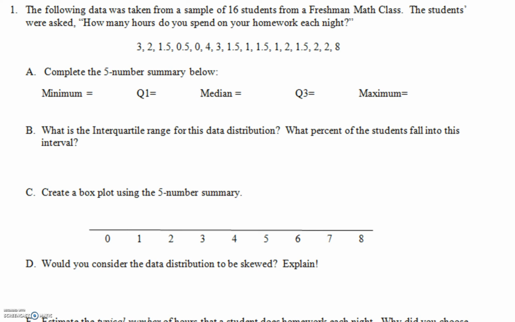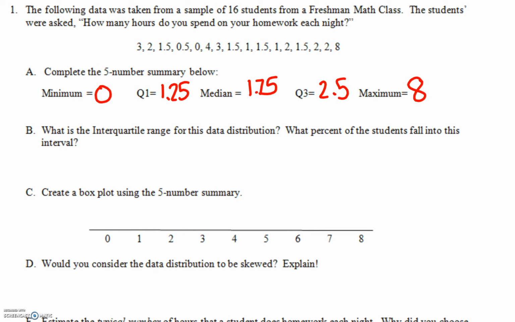You should have gotten the minimum was 0, Q1 as 1.25, the median as 1.75, Q3 as 2.5, and then your maximum as 8.